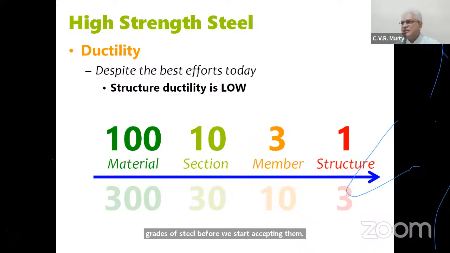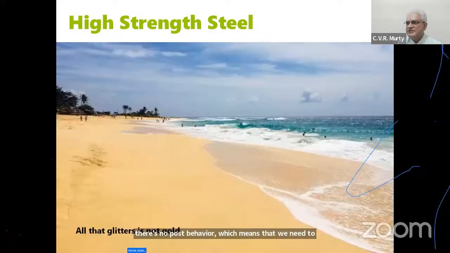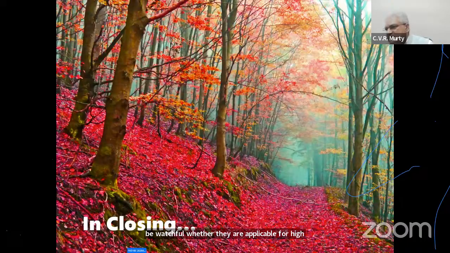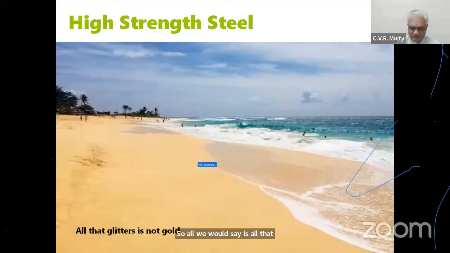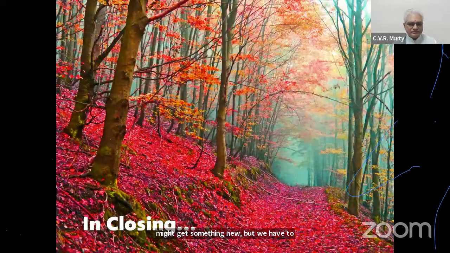If you get a structural ductility of 1, you know that there's no post-yield behavior, which means that we need to be watchful whether they are applicable for high earthquake regions. So all we would say is all that glitters is not gold. We might get something new, but we have to do decent R&D before we can accept it.